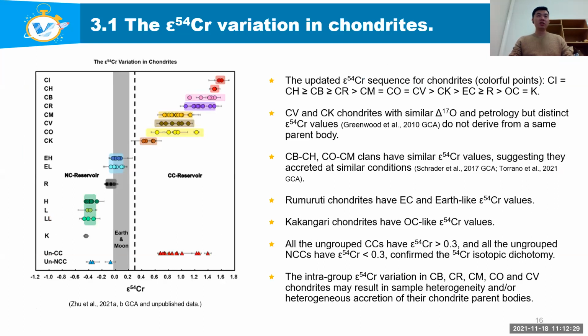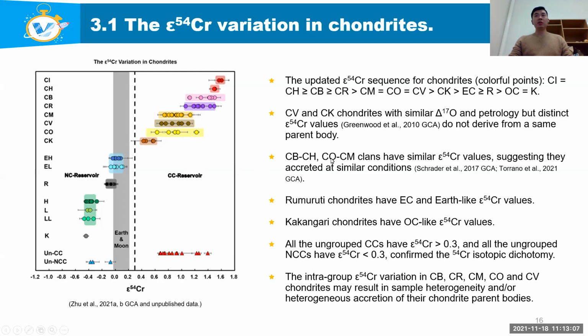Let's first focus on the epsilon 54 chromium, the nucleosynthetic anomalies. This figure clearly shows that there is an epsilon 54 chromium sequence for chondrites. It's as this sequence. We should note that CV and CK chondrites have similar oxygen isotopes and petrology, but distinct epsilon 54 chromium values. So they do not derive from the same parent body.